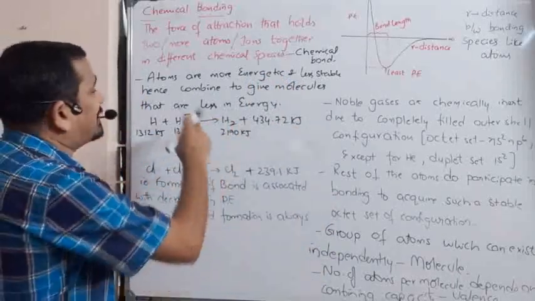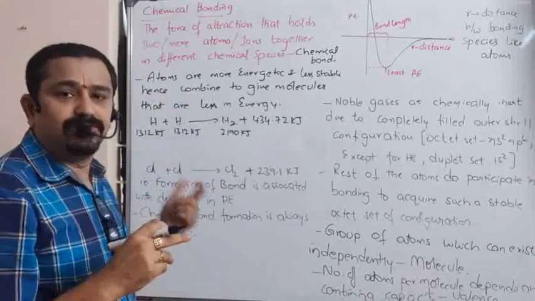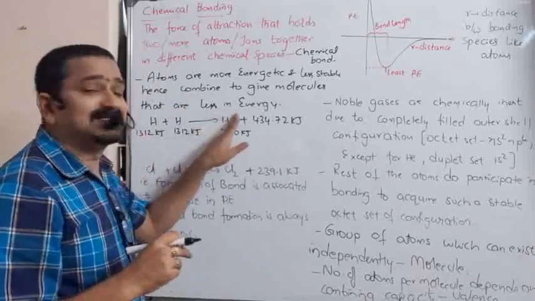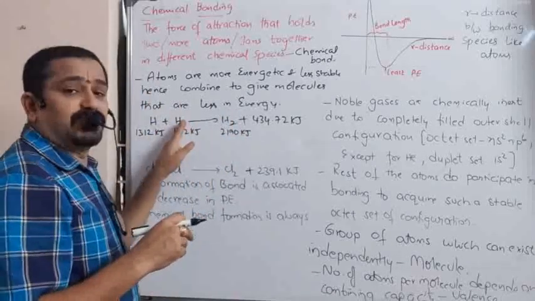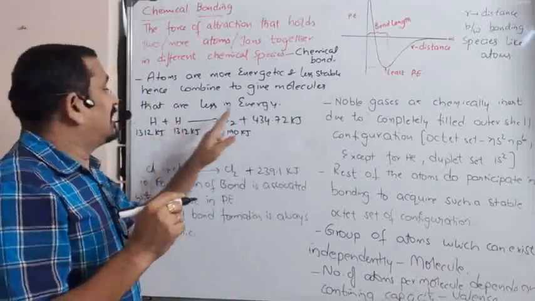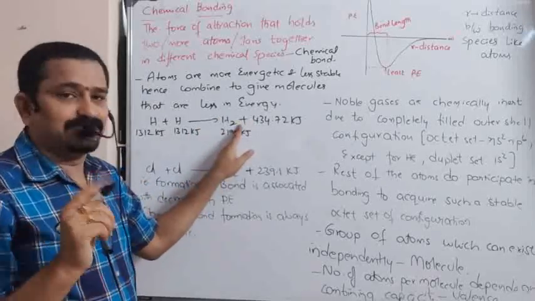Okay. So atoms are more energetic and less stable, hence combine together to give molecules that are less in energy. When compared with the corresponding atoms which are combining, a molecule is definitely less in energy. That's the point we have to notice.